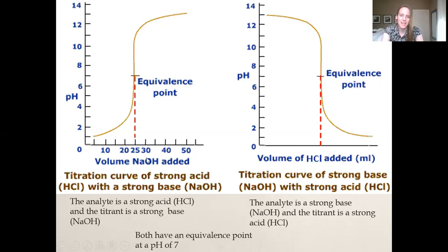Now in this case, it tells you that we're adding NaOH and adding HCl. On a quiz or a test, it won't tell you that. It'll just have volume down there. It won't tell you what the volume is of. So that's why you do need to be able to read it.